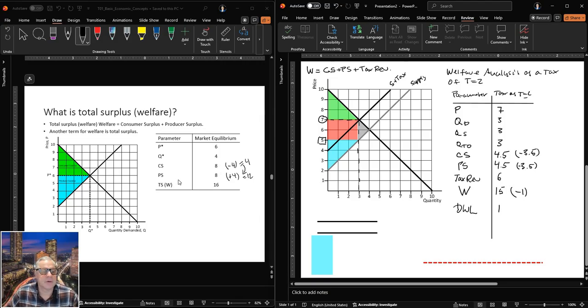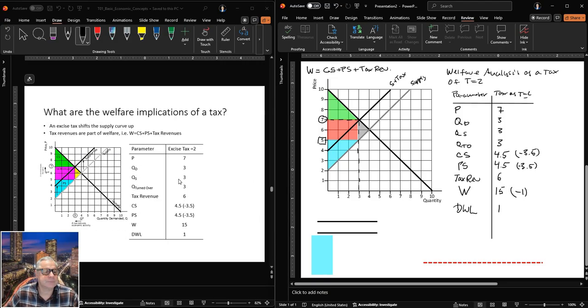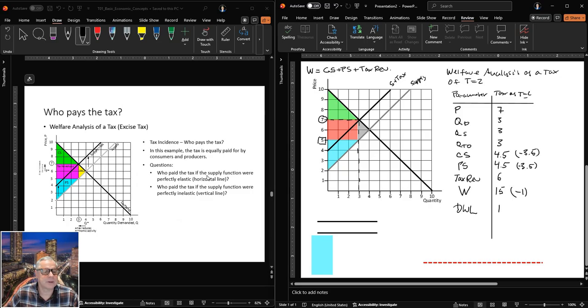Okay, so that's the tax. So now we can ask another question, which is about the tax incidence. So in this case, tax incidence is related to the question who pays the tax. Tax incidence, who pays the tax?